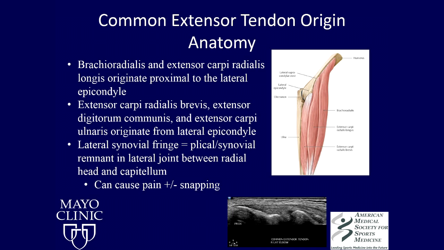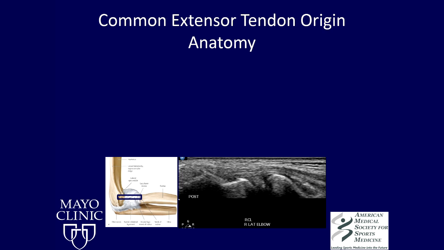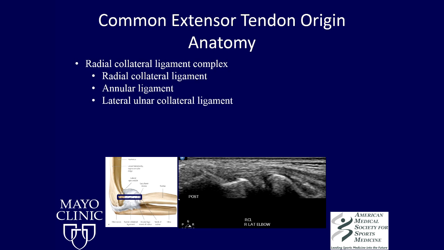The lateral synovial fringe is a plical remnant that is between the capitellum and the underlying radius on the lateral aspect of the elbow. The radial collateral ligament complex includes the radiocollateral ligament, which comes across from the lateral epicondylar region to the radial head, the annular ligament, which goes around the radial head, and the lateral ulnar collateral ligament, which goes from the lateral epicondyle down to the ulna and prevents posterolateral rotatory instability of the radial head.